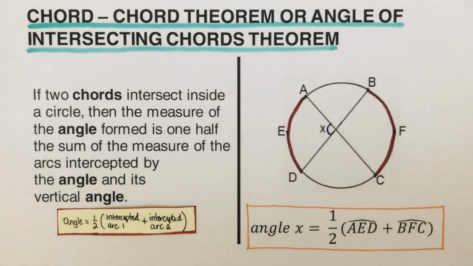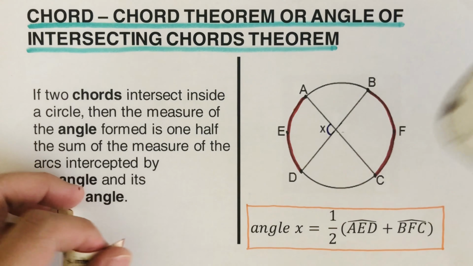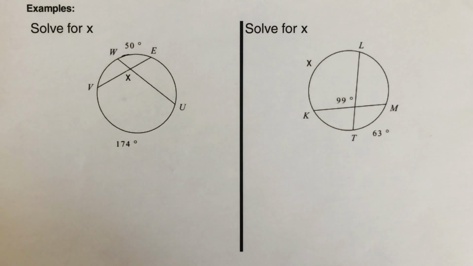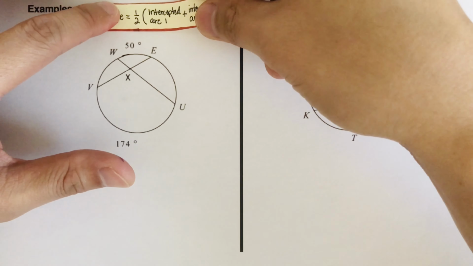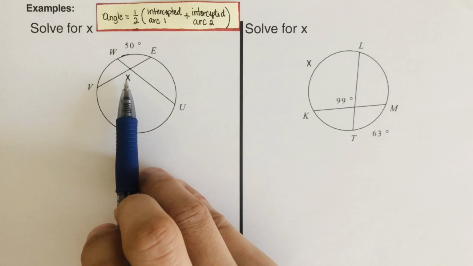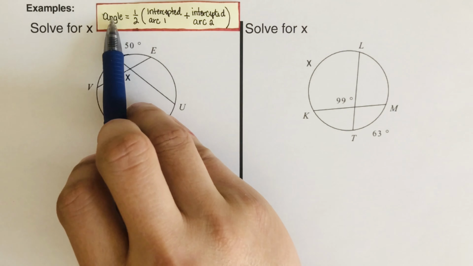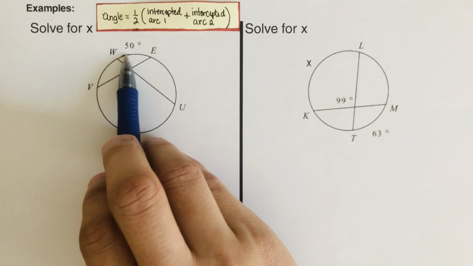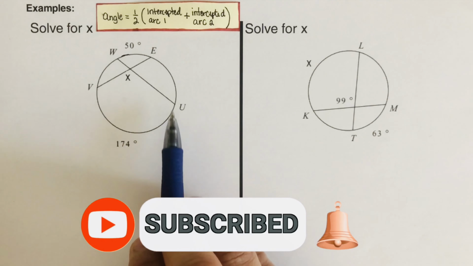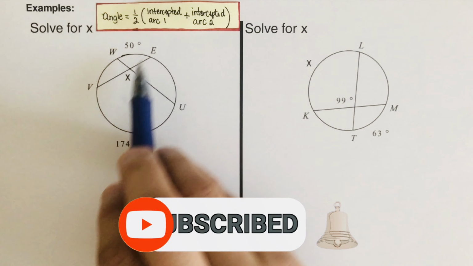Now let's have an example to better see how we use this equation. Let's take these two examples here. I will put the formula up here because we're going to use that in solving for the missing value represented as letter X in this problem. So let's take the first example. We are given this circle here, and we want to solve for X. Our X here is the angle, and these two, 50 WE and this 174 which is VU, are the intercepted arcs, and so this is the angle.